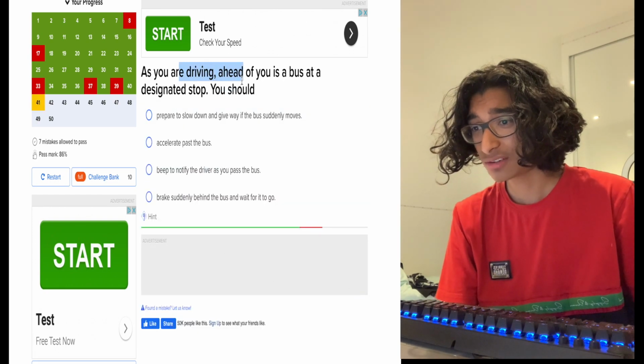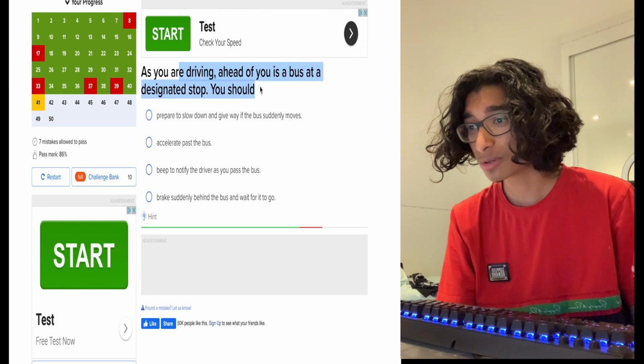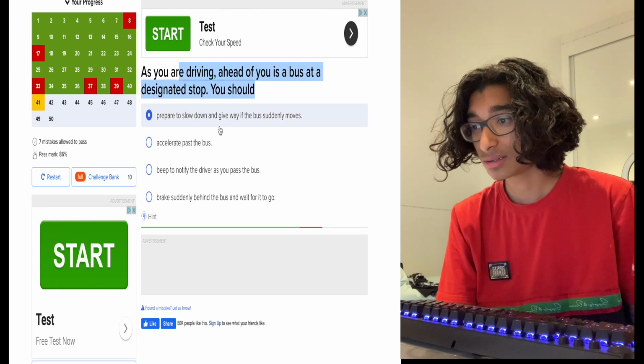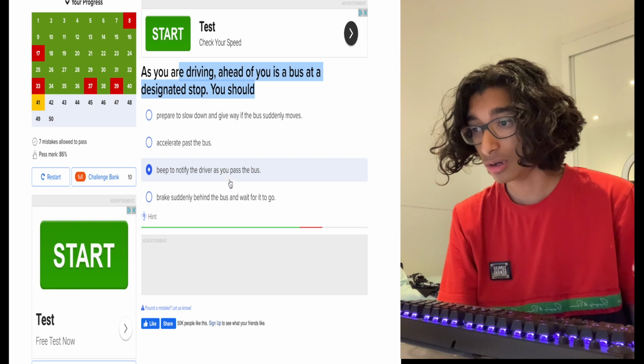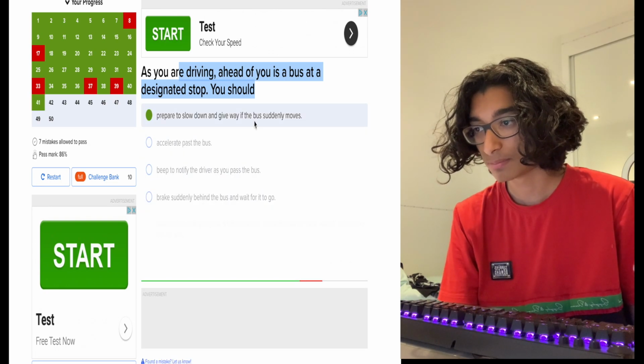As you are driving, ahead of you is a bus at a designated stop. You should prepare to slow down. Accelerate. No. Beep. No. Brake suddenly. No. It has to be the first one. Yeah.